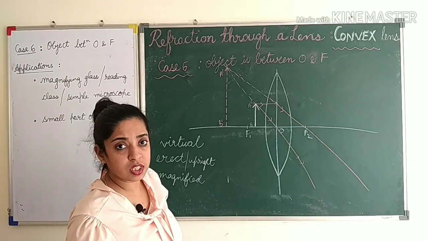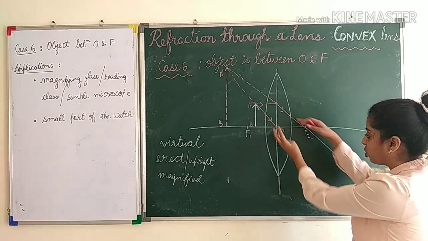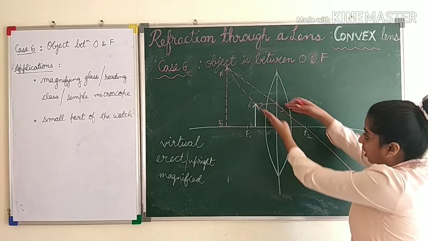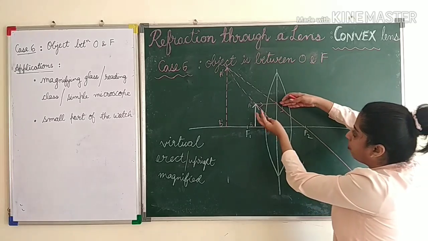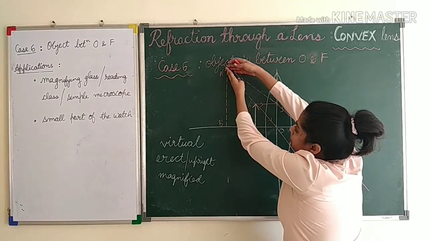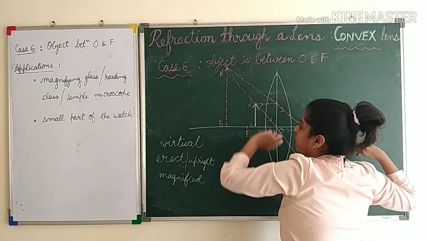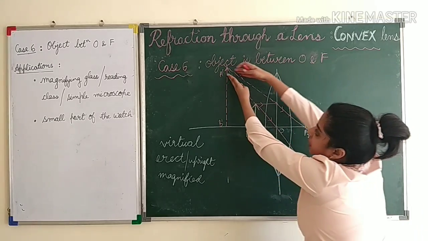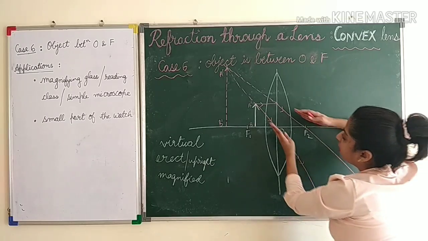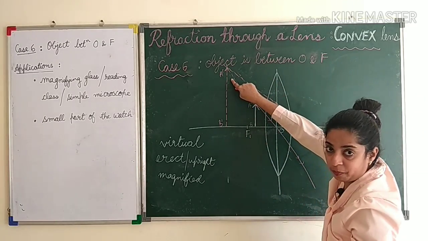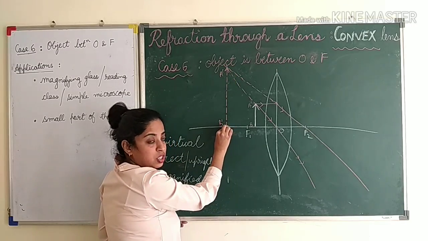Now what is a virtual image? Virtual image is the image which is formed not by actual intersection of the reflected lines. See, these are the reflected lines, right? These are the refracted lines, but when they are extended backwards, they appear to meet here at this point. They do not actually meet here. They are getting separated, but they appear to meet here. Okay, so this image is a virtual image.